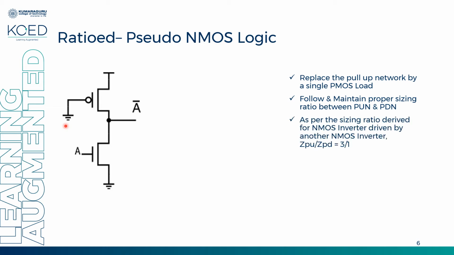Okay, in the last unit you would have seen the derivation of an NMOS inverter driven by another NMOS inverter. Based on that derivation, ZPU by ZPD is chosen as 3/1. That is, the W/L ratio of the pull up network by the W/L ratio of the pull down network has to be 3/1. Okay, so ZPU is LPU by WPU, and ZPD is LPD by WPD.